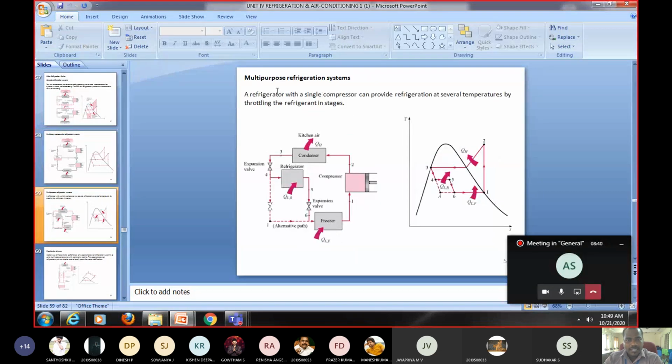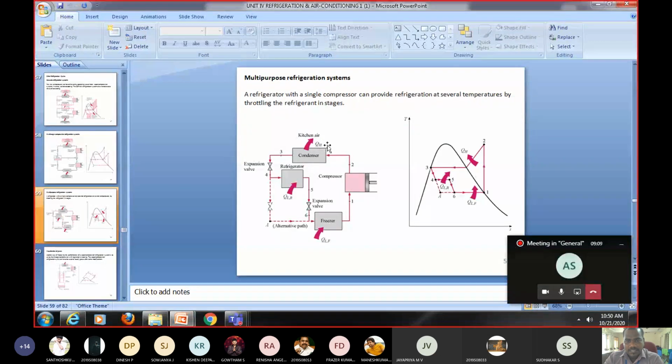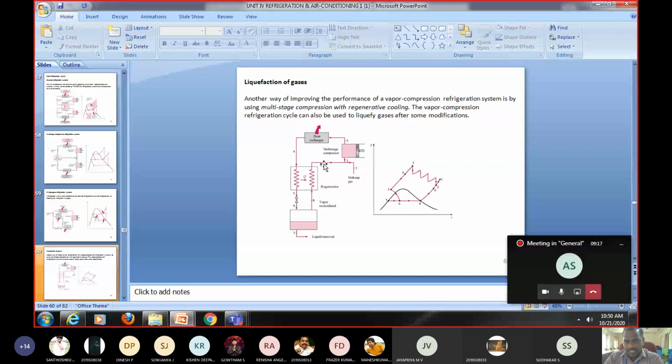There is also a multi-purpose refrigeration system with throttling of the refrigerant in different stages. So we can get these different stages with the use of this multi-purpose refrigeration system. Here in multi-purpose we can use the exit for kitchen air. Also liquefaction of gases is possible with the use of this VCR.